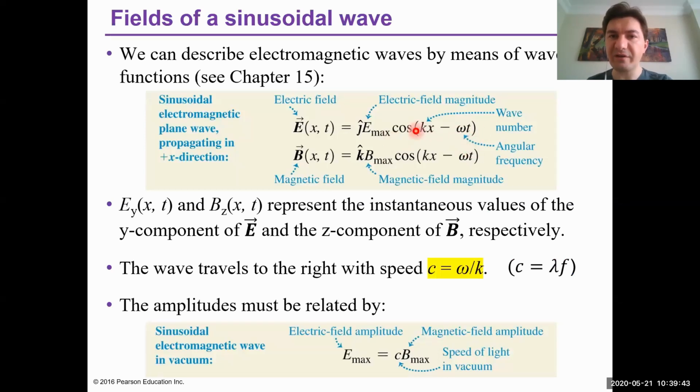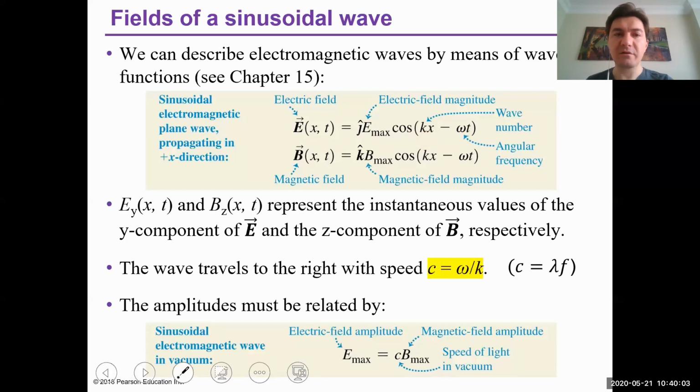What do you see here? We have k, the wave number, times position. Here we have the angular frequency omega times time. So the electric field changes as a function of x and time. It is changing sinusoidally.